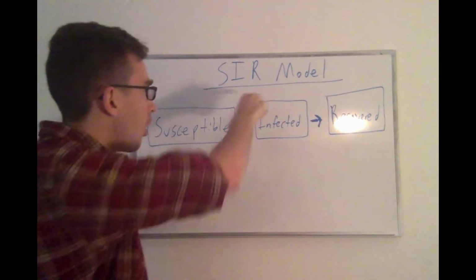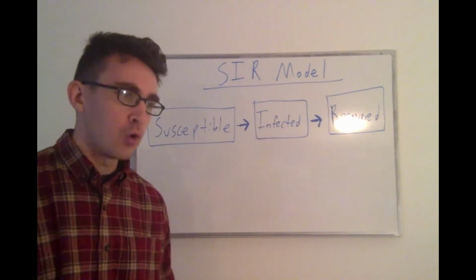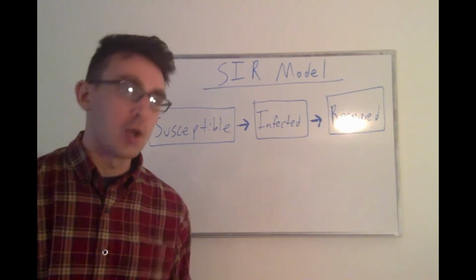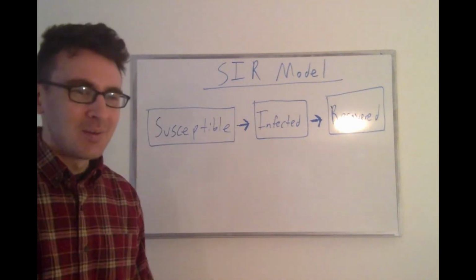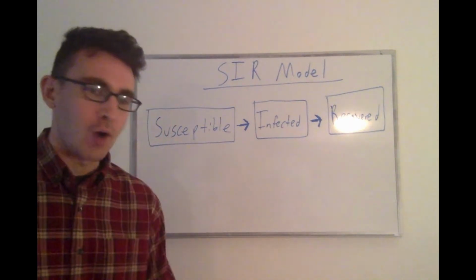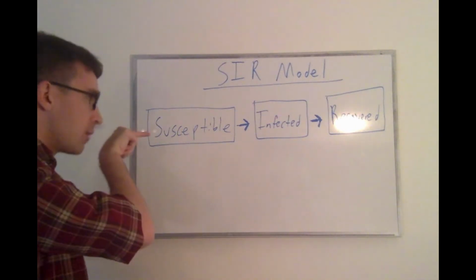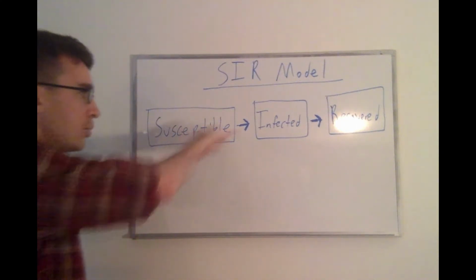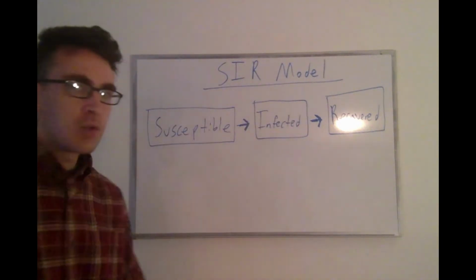You may also see the R stand for removed. That's another way I've seen the model, recovered or removed. I think removed implies that someone could have either recovered or died from the disease. But I'm trying to be a bit optimistic with my video here, so I'm just calling it recovered, just assuming that everyone who gets the disease eventually recovers from it. And the population moves through the compartments only in this direction. You start off susceptible, and then you become infected, and then you become recovered. There's no moving backwards through the compartments.